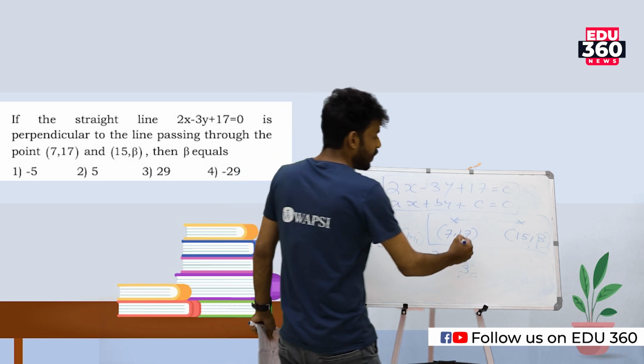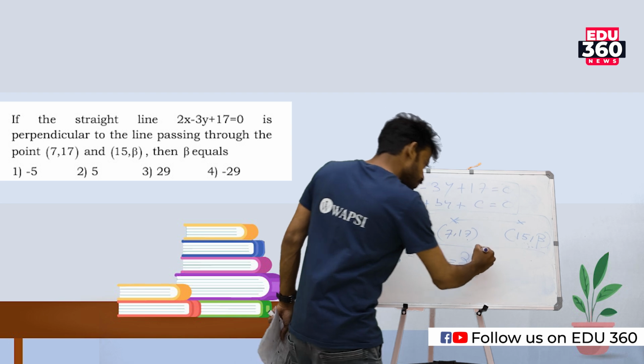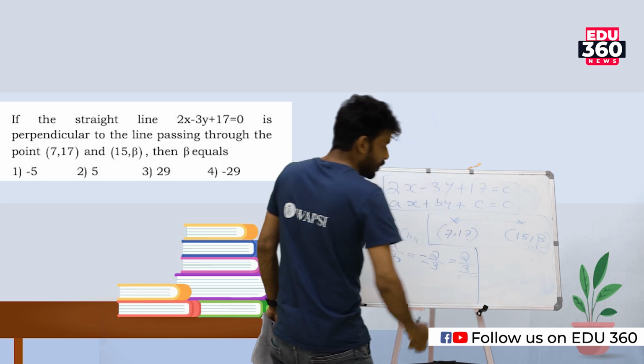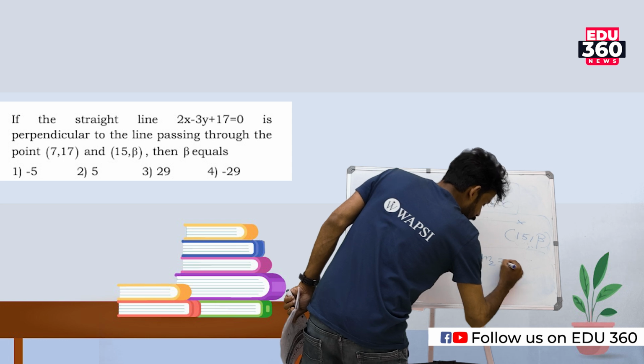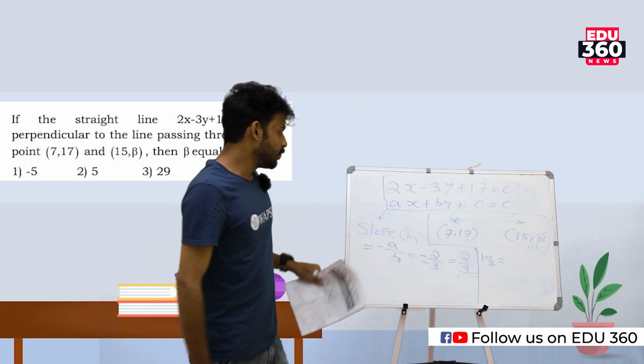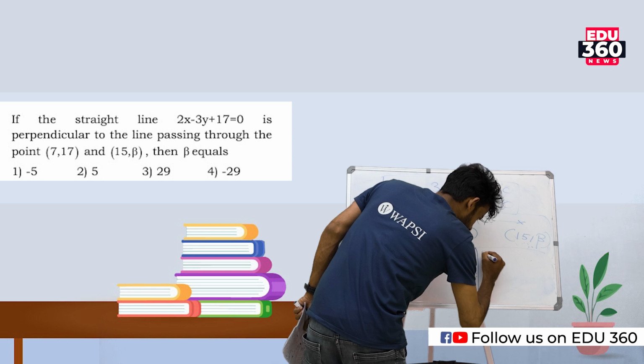Similarly, we can find the slope of the line passing through the 2 points. We can represent this slope as m2. It's better to represent it as slope m2.